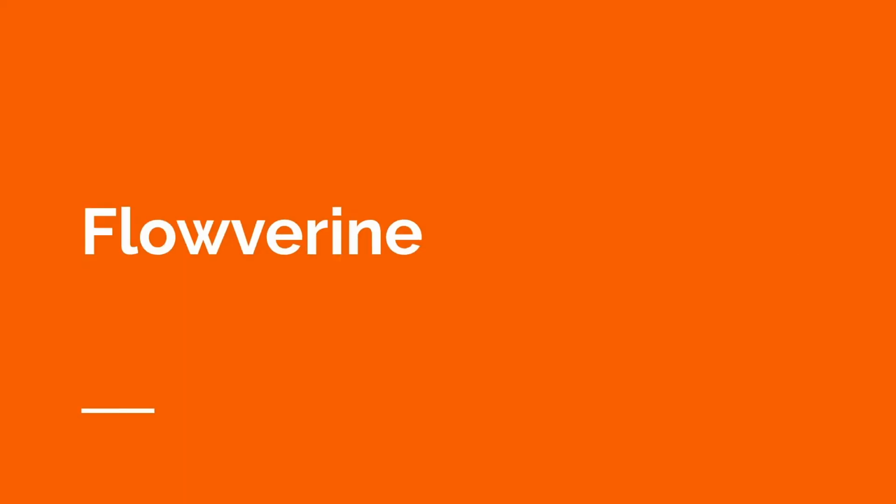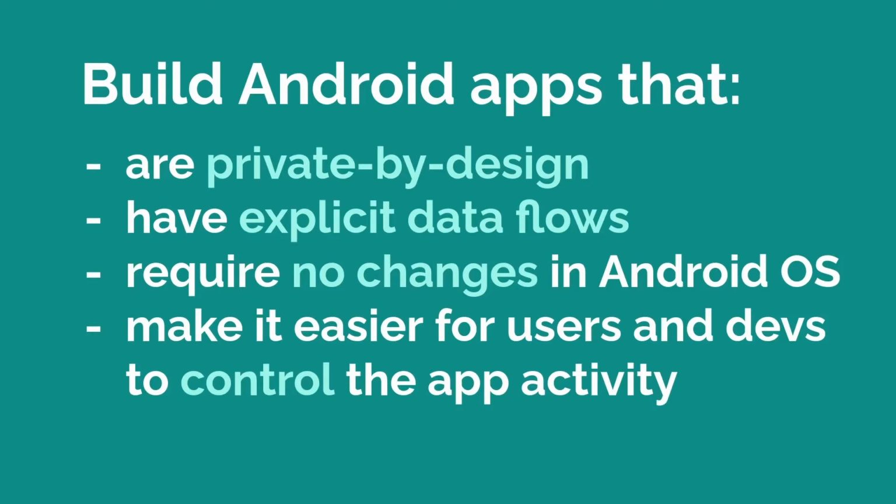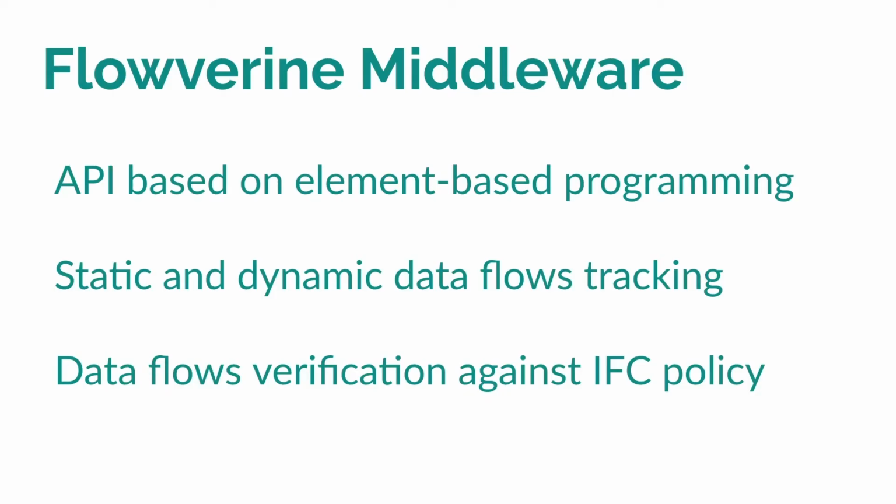Hence, we propose Flowverine. Flowverine is a middleware that allows building Android apps that are private by design. They have explicit data flows inside, they require no changes in the underlying Android operating system, and they make it easier for users and application developers to control the application activity and all the data flows generated in the process. Flowverine middleware provides an API based on element-based programming. It also provides a mechanism for static and dynamic data flow tracking and enforcement of specific information flow control policies.